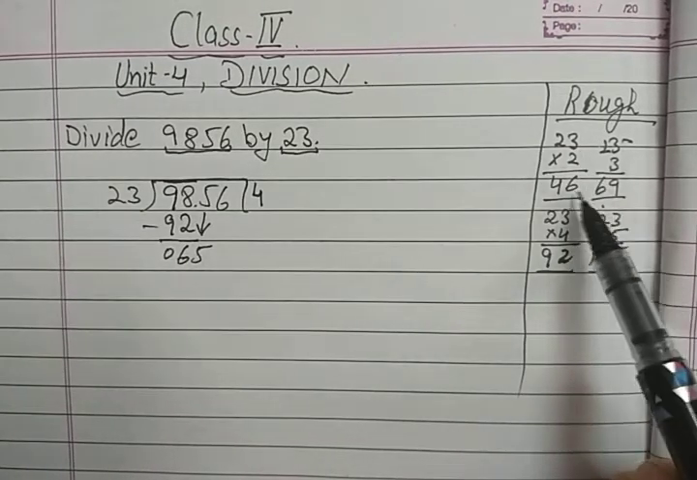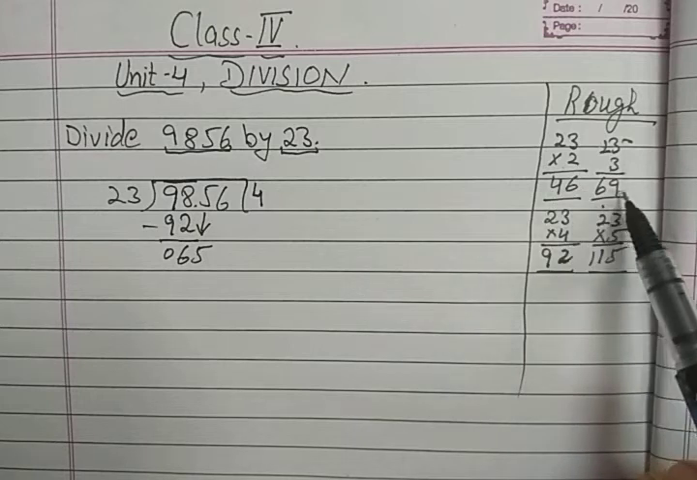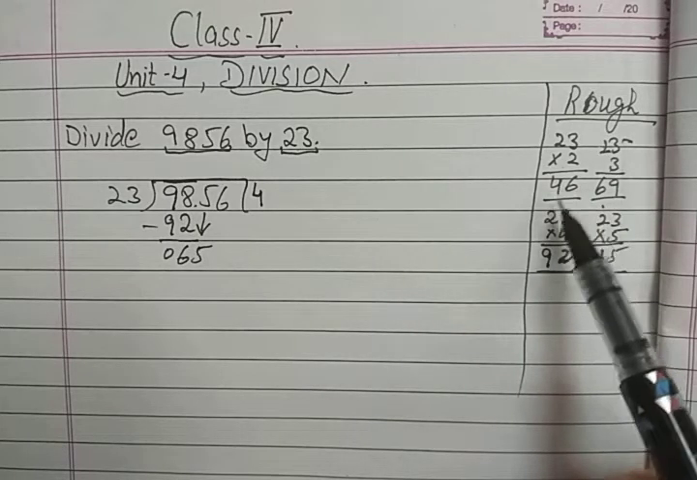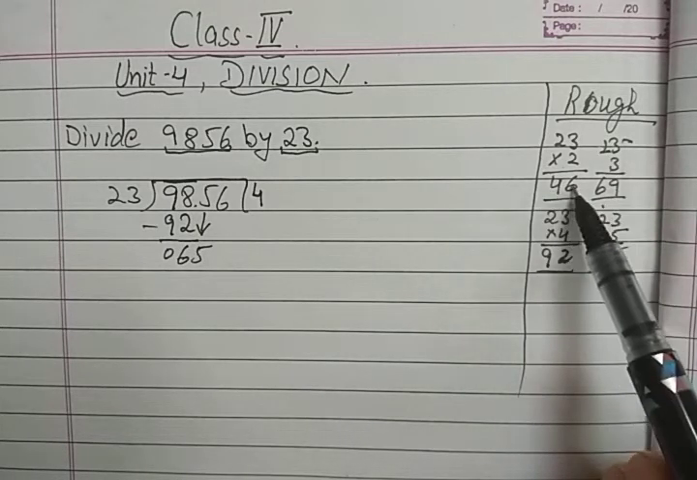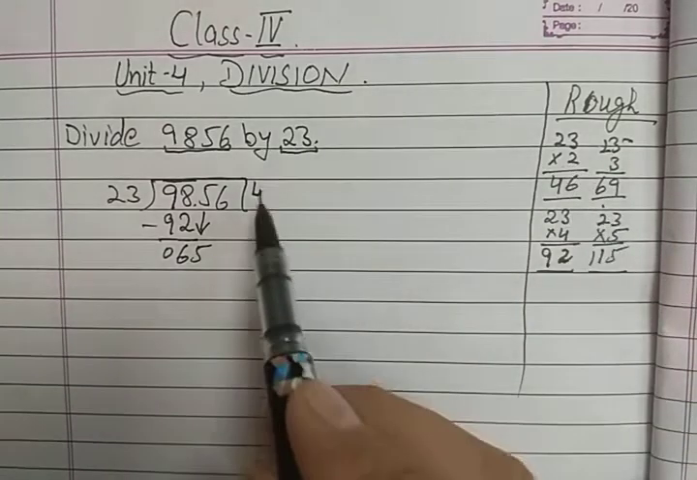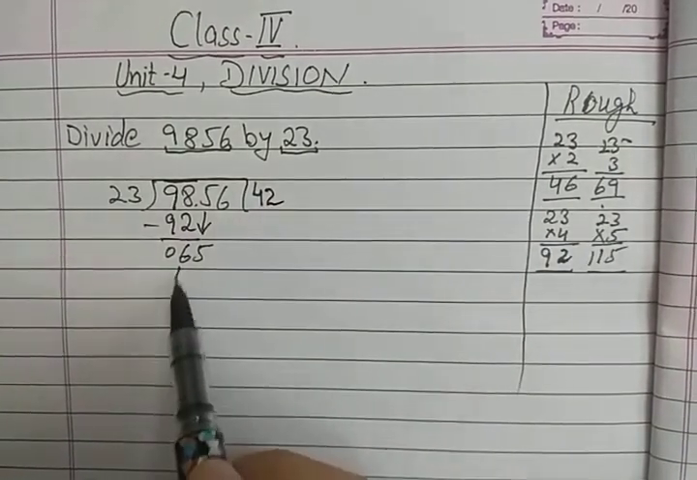Now which number will we take? 46 or 69? Yes, the smaller one. 69 is greater, so we will take 46. So 23 twos are 46.